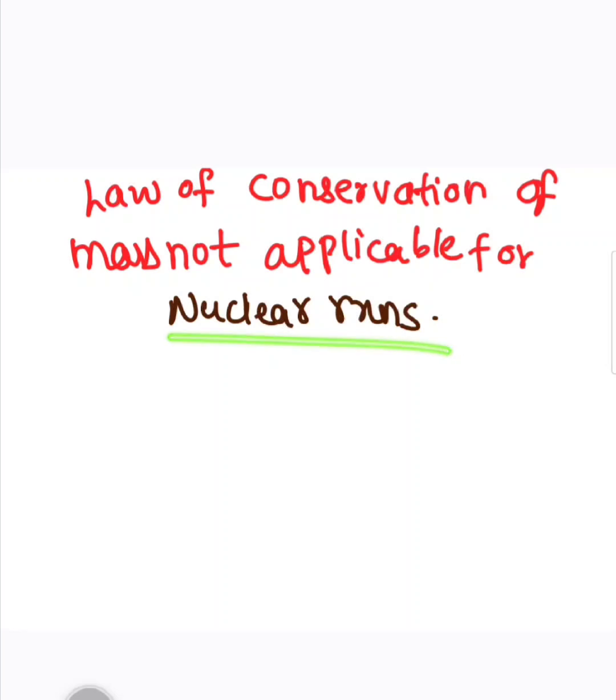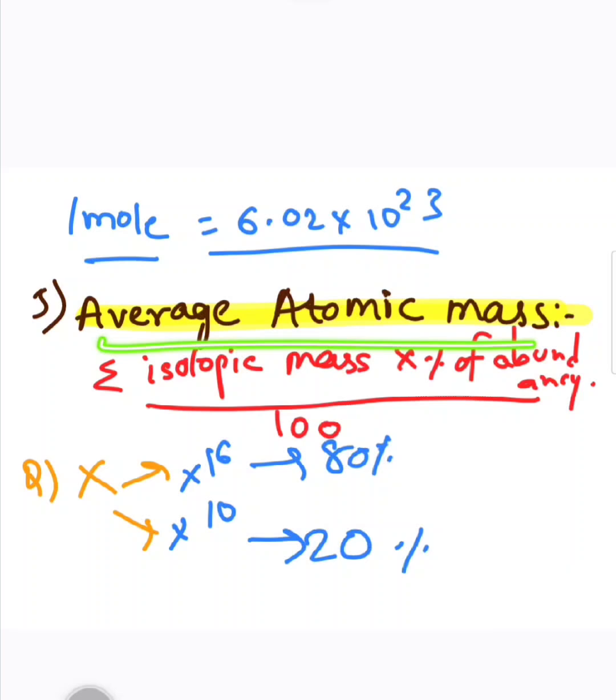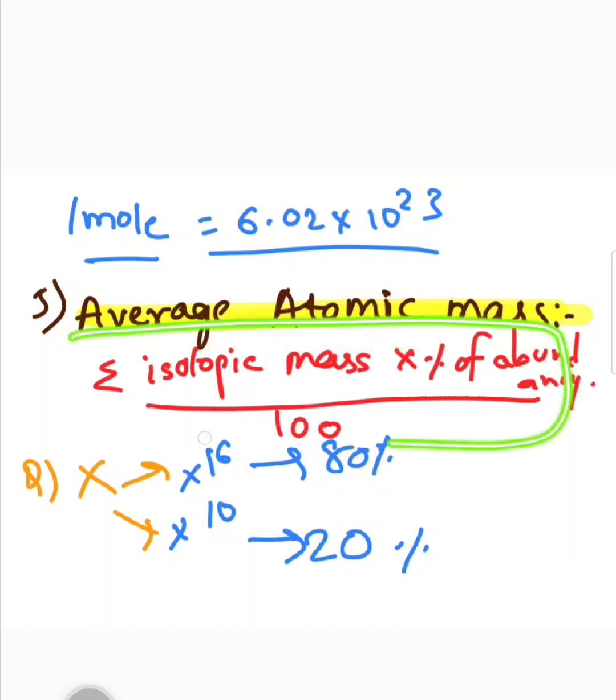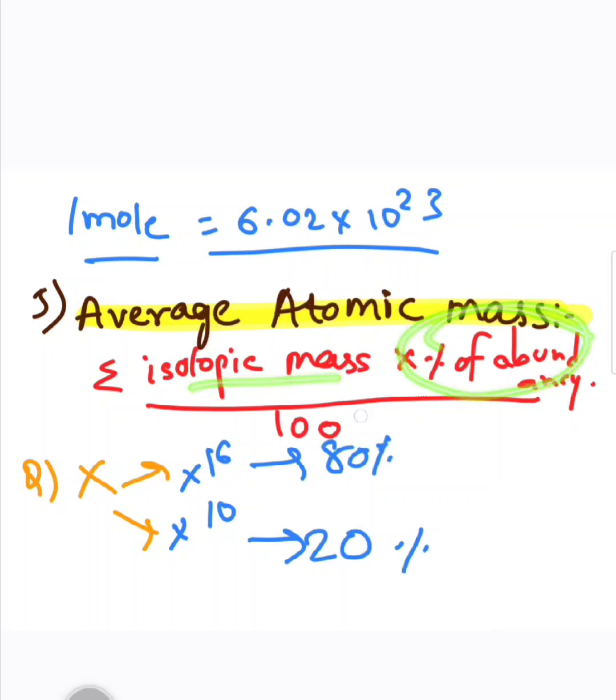Understand? Now, how do we find the average atomic mass? Learn one formula, it is very easy: summation of isotopic mass times percentage of abundance, divided by 100. This is how we find the average atomic mass. Let's solve it with one question, then you'll understand. Suppose we have one element X. This element X has two isotopes, X10 and X16. The percentage of abundance of X10 is 20 and of X16 is 80.